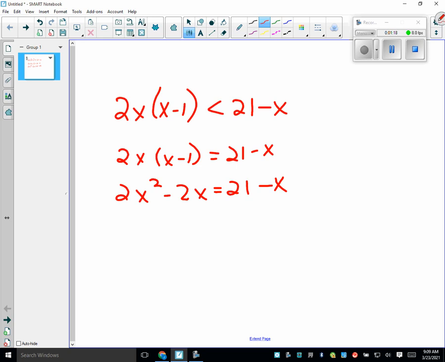Okay? I forgot how to do that. So is it okay if I add x and subtract 21? Yeah. So I have 2x squared minus x minus 21 equals 0. Correct? Yes. You can either factor or use the polynomial solver, but I have to know values for x.